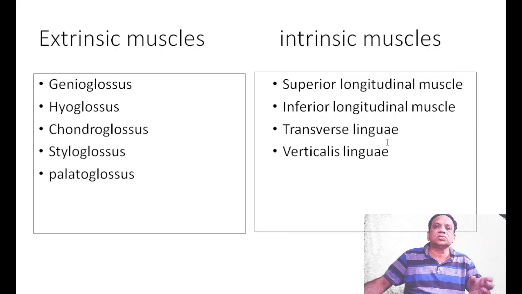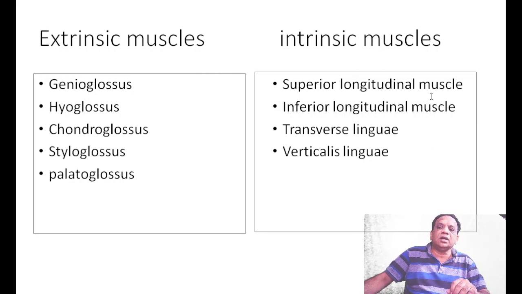For those who don't know what origin and insertion are, a skeletal muscle usually has two points, two attachments. One is what we call the origin, and the other is called the insertion, depending on the movement. Here the intrinsic muscles are the superior longitudinal muscle, the name says it is superiorly present and longitudinal, that is a long muscle, and the inferior longitudinal muscle, and the transverse muscle, the transversus linguae, that says it is transversely arranged, and the verticalis linguae, that says the muscle is vertically present.